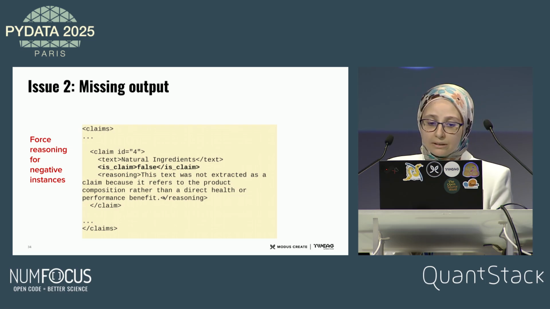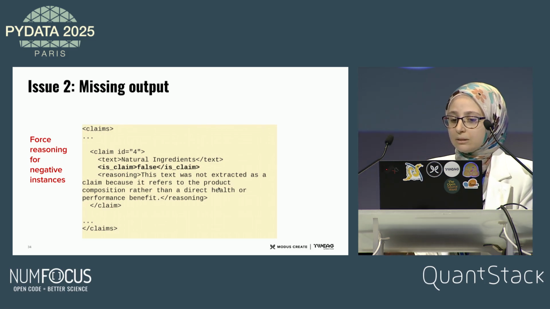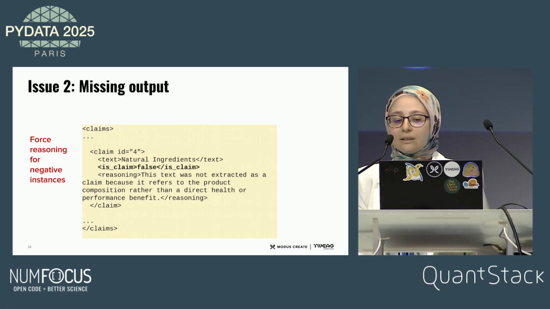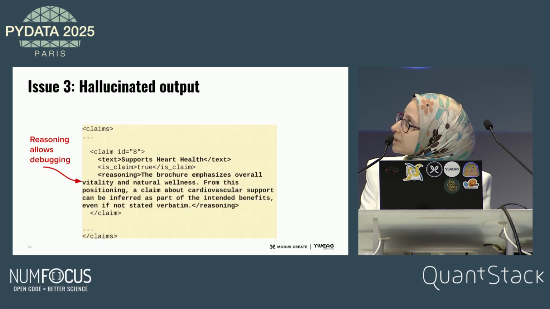So for example, here the LLM says that this claim refers to product composition rather than direct health or performance benefit. And then you as a developer can go and revisit the prompt so that you make sure you get this claim in your output.